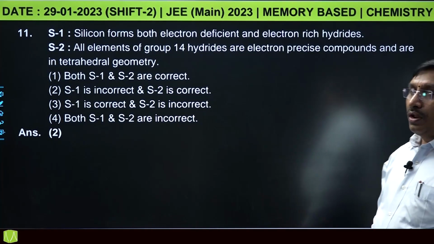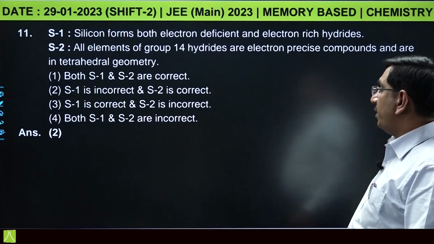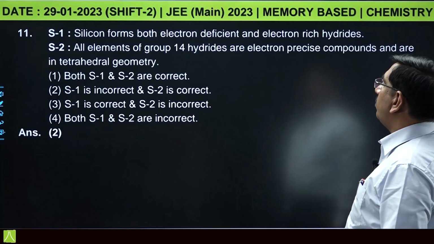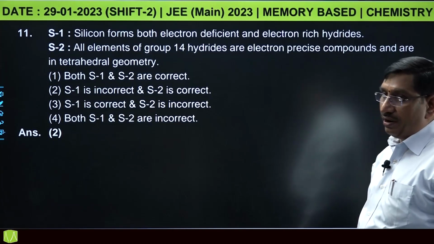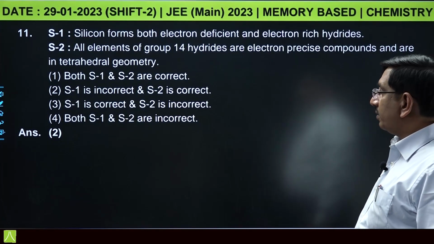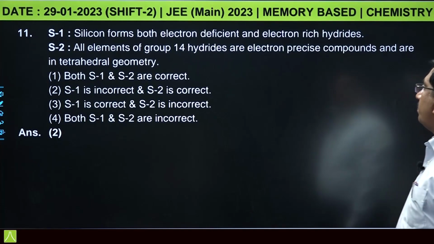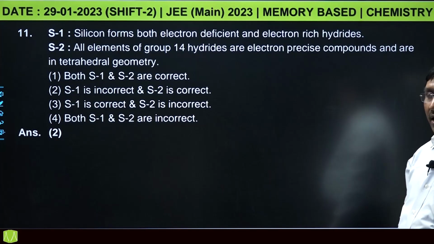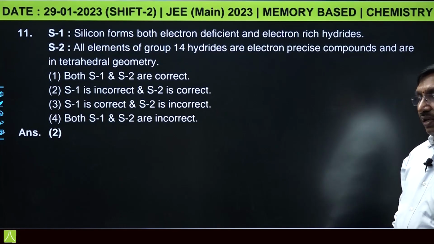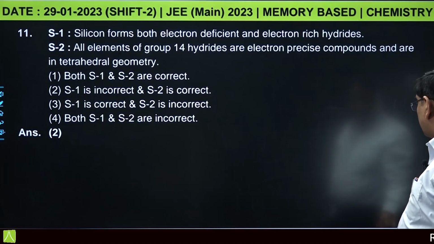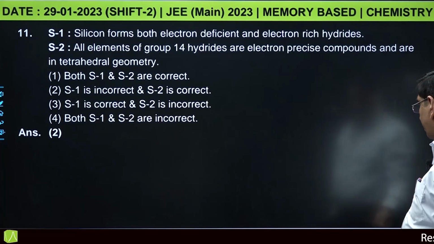Next, this is also from hydrogen and its compounds. Statement 1: silicon forms both electron deficient and electron rich hydrides. It is incorrect. And statement 2: all elements of group 14 hydrides are electron precise compounds and are in tetrahedral geometry. Yes, it is correct. So, statement 1 is incorrect, statement 2 is correct.